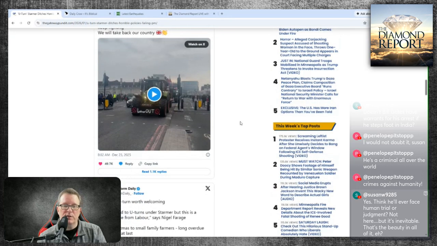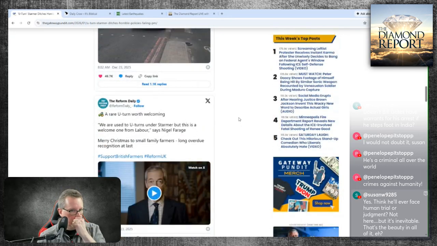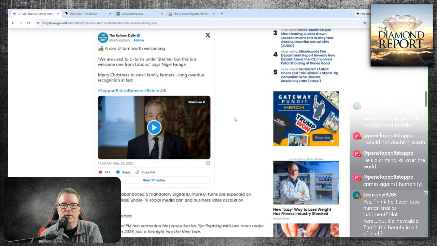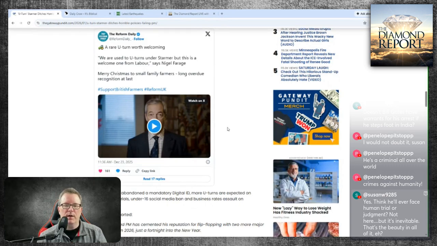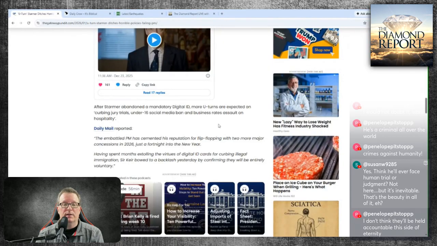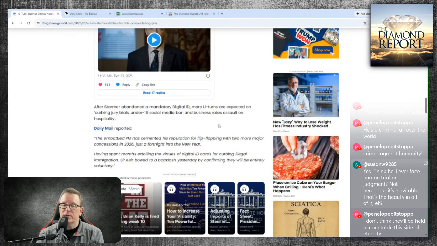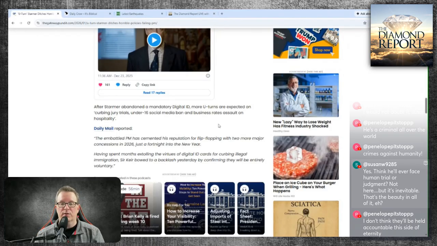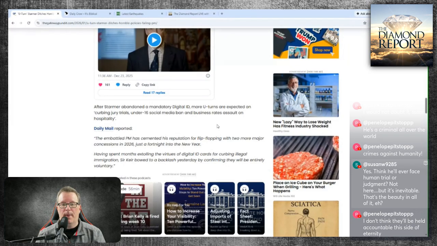That's good news, but it makes you wonder for how long, because often what they'll do is they'll just wait out the mobs of protesters and everybody goes home, and then they do it again. They try it again. After Starmer abandoned a mandatory digital ID, more U-turns are expected on curbing jury trials, under 16 social media ban, and business rates assault on hospitality.